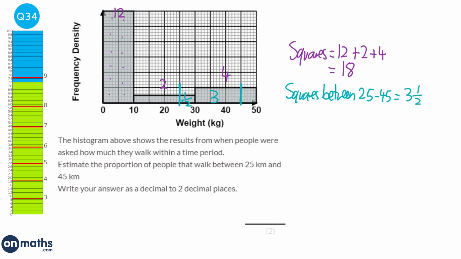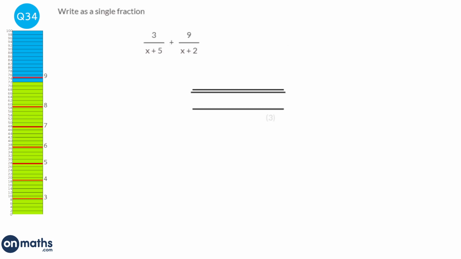Okay, so we've got 3.5 in total out of a possible 18. So we just need to do 3.5 divided by 18 to work out the proportion, and that gives us 0.194... It says it wants 2 decimal places, so that would be 0.19.